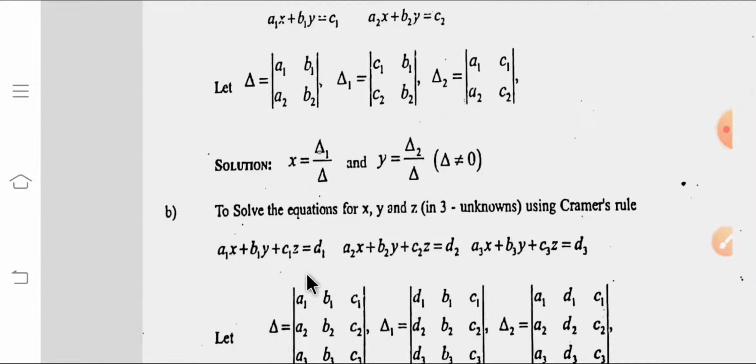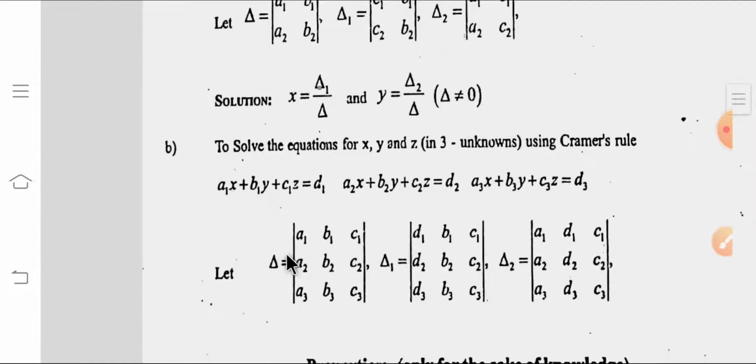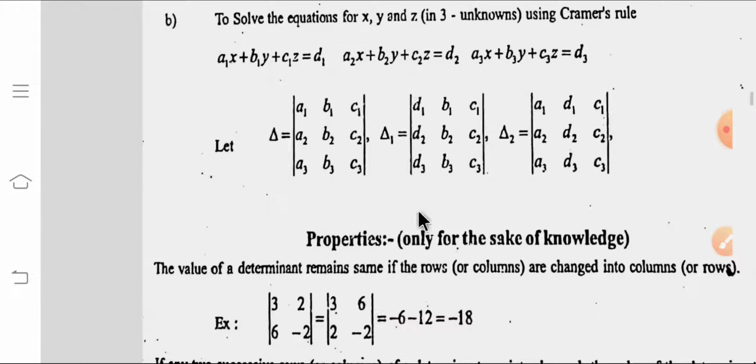Similarly, for three unknowns x, y and z, we write delta as the determinant of the coefficient matrix: a1 b1 c1 a2 b2 c2 a3 b3 c3. Coefficient means the coefficients of x, y, z. Next, for delta 1, in place of the coefficients of x, that is the first column, we write d1 d2 d3, and the second and third columns remain as they are. Similarly, delta 2 we get by substituting d1 d2 d3 in place of b1 b2 b3. Similarly delta 3 we get, and so on. Using these, we get the x, y and z values. Next, properties of determinants.